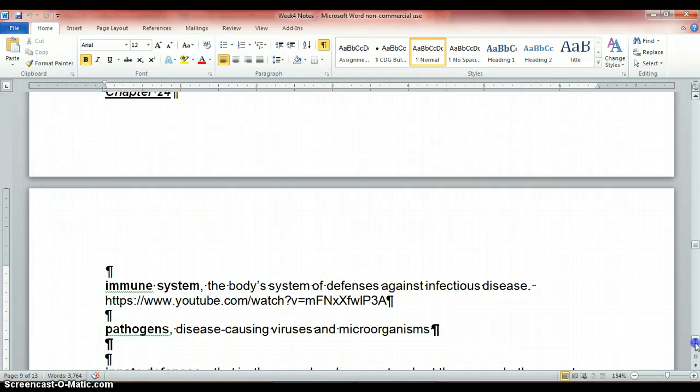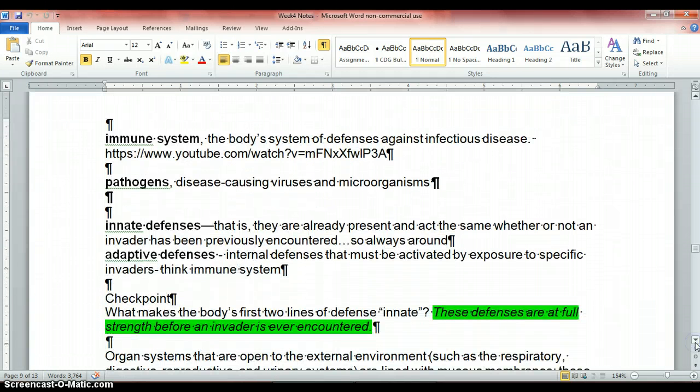Immune system, the body system of defenses against infectious disease. So this is going to be using those white blood cells again, right? Pathogens are disease-causing viruses and microorganisms. You'll hear about these all the time in any doctor show. Innate defenses are already present and act the same whether or not the invader has been previously encountered. It's just things your body naturally has all the time.